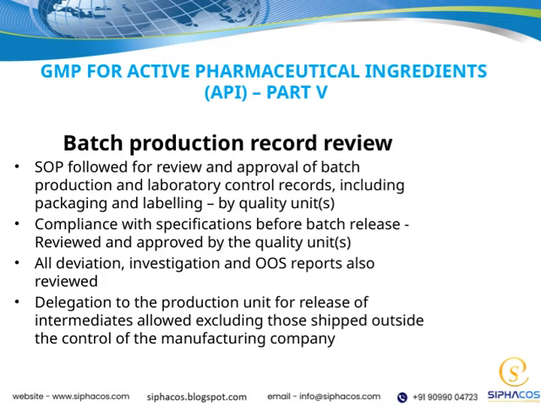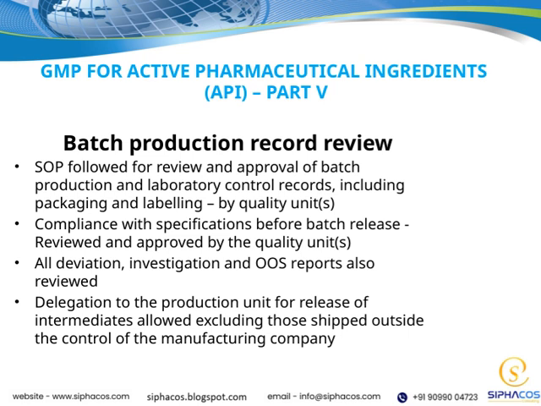Now, let's move on to the batch production record review process. As part of our quality assurance, we follow a strict SOP for reviewing and approving all batch production and laboratory control records. This includes details related to packaging and labeling, and these are reviewed by the relevant quality units to ensure everything is in order. Before any batch is released, it must meet all specified criteria, and this is also thoroughly reviewed and approved by the quality units to ensure compliance.